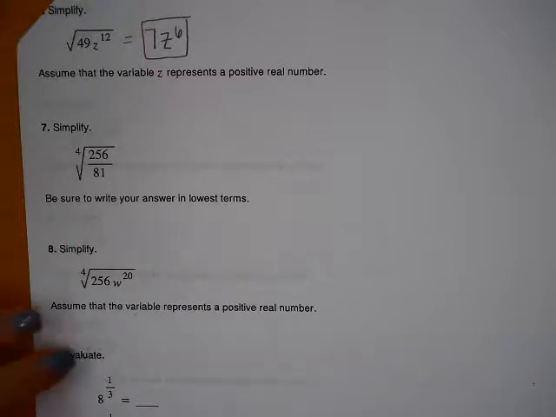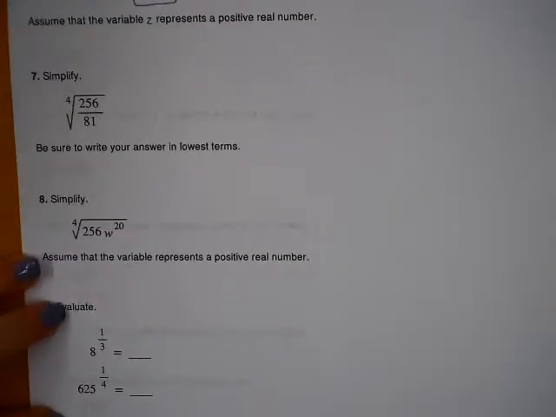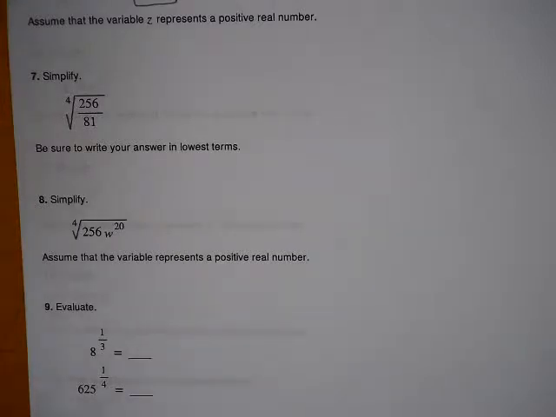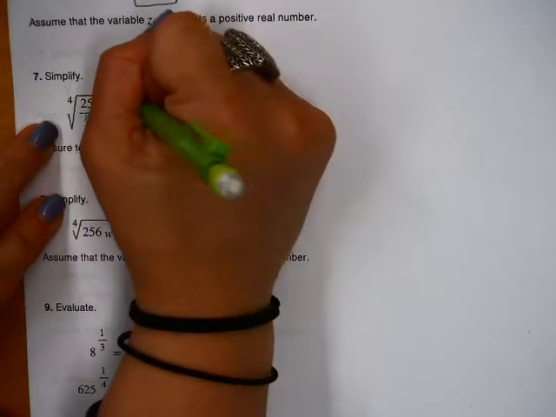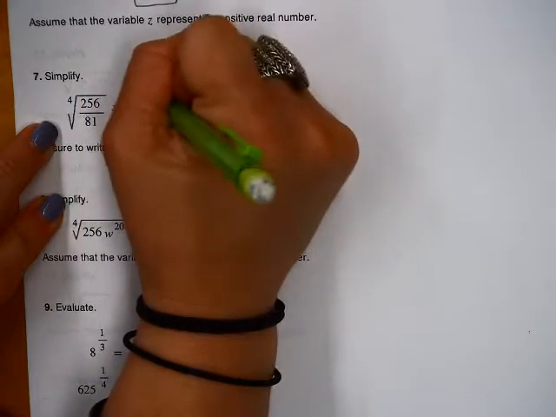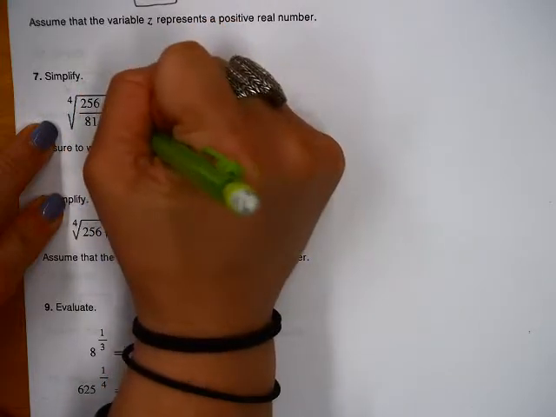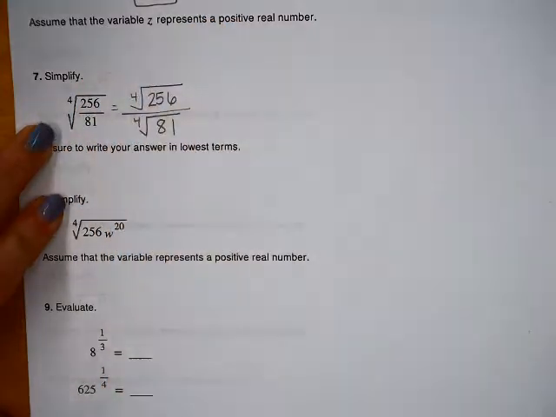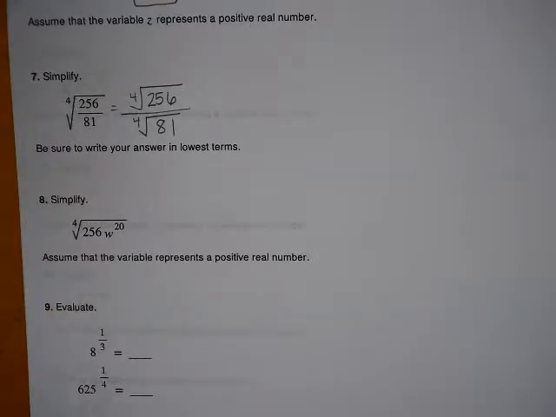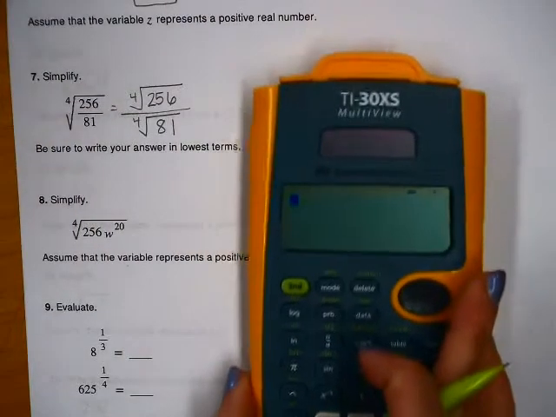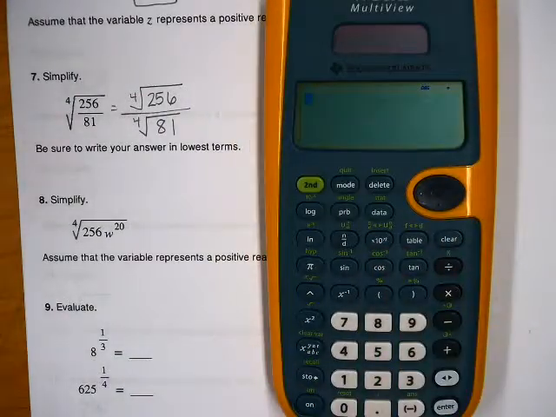All right, now on number 7, we're doing the same thing that we did earlier, but now instead of taking the square root of a fraction, we're taking the fourth root, but it's still the same thing. That still means that you are taking the fourth root of 256 divided by the fourth root of 81. All right, so you can put this in your calculator. Same way we just did a while ago.